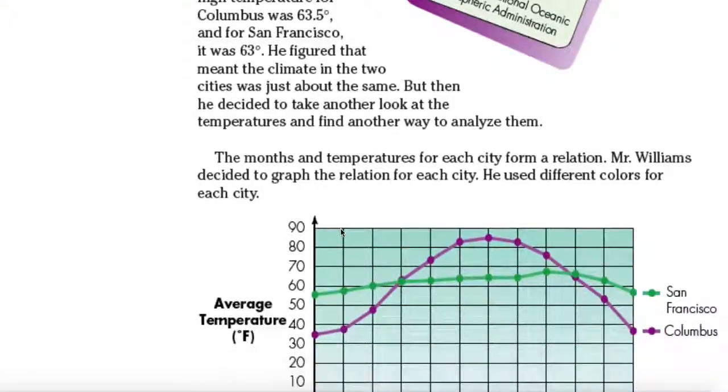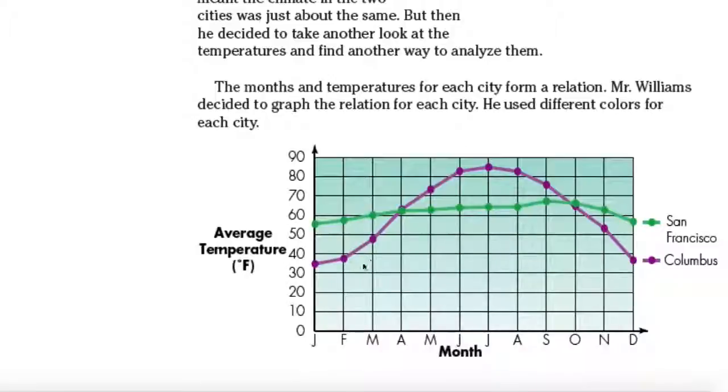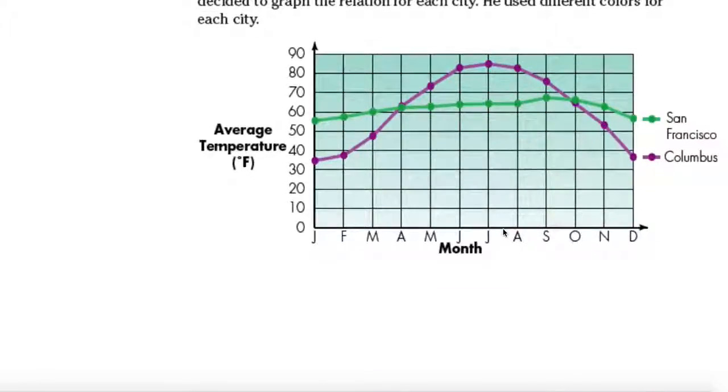Mr. Williams decided to graph the relation for each city. The month is at the bottom, remember we always graph the time on the x-axis because it is the independent variable, and the temperature is on the y-axis. He used different colors for each city. Green is for San Francisco, purple is for Columbus. And if you notice, San Francisco has a flatter graph compared to Columbus, Ohio.